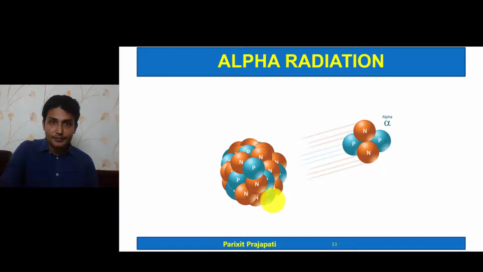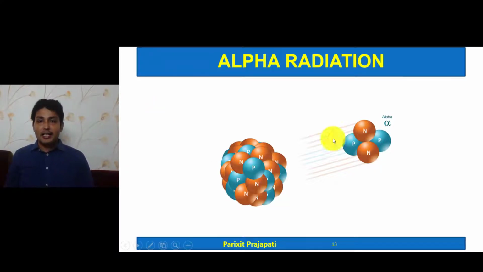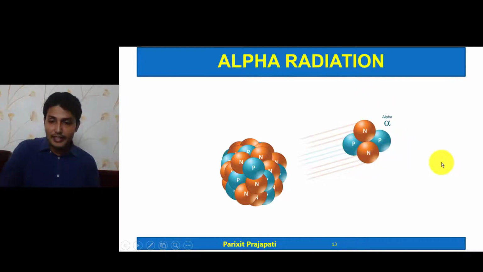The thing to remember is that alpha radiation is a helium nucleus. So this is alpha radiation: 2 neutrons, 2 protons. So it's a helium nucleus.